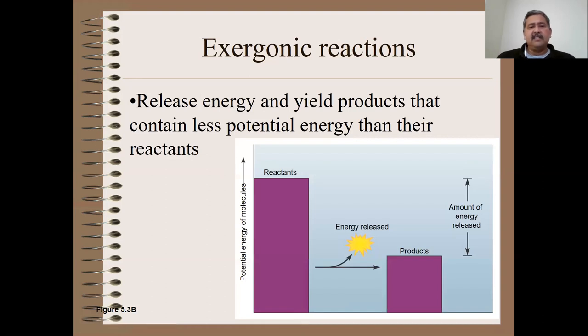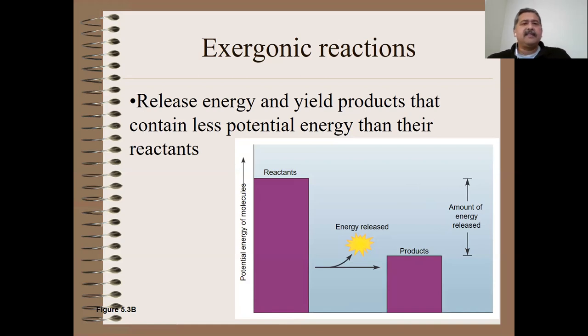Here's an exergonic reaction. This is the opposite diagram. Here are the reactants at a high potential energy. Then energy is released, and these products have a much lower potential energy. But this represents the amount of energy that was released, the amount that we had in the beginning minus the amount that we had at the end. This must have been released. So that's energy that's available, energy that's free, energy that can be used for something else. So it says here, release energy and yield products that contain less potential energy than the reactants. This is called an exergonic reaction because it releases energy.